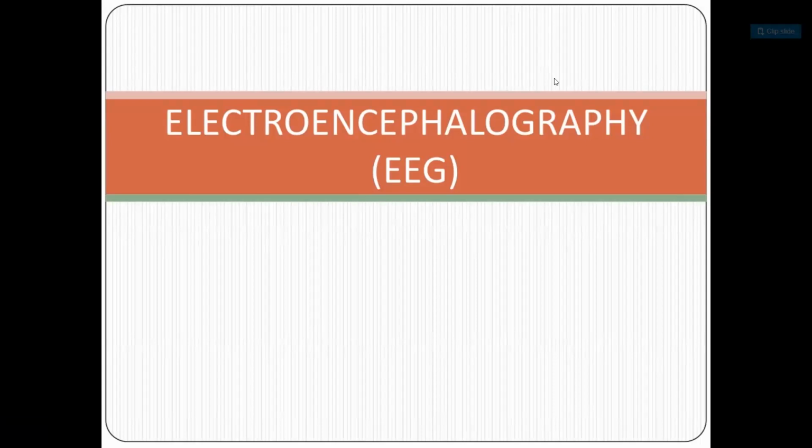Very good morning, students. Today we will be learning about electroencephalography. So this is your unit 5, EEG. So basically, what is the function of an EEG? Yes, you're absolutely right. In order to find out the different brain waves, we use electroencephalography.